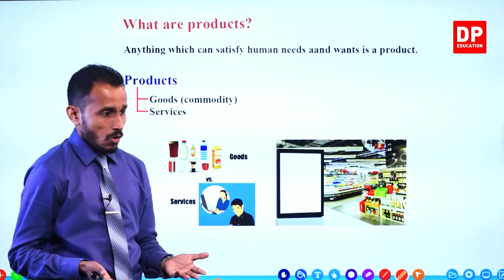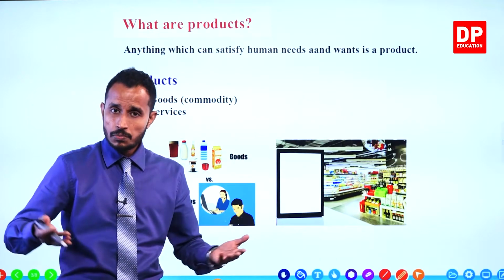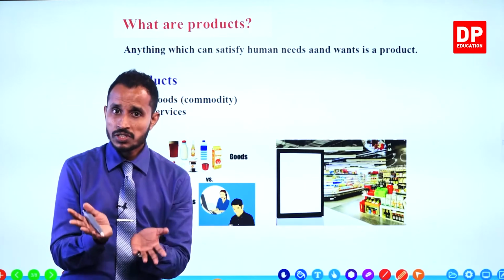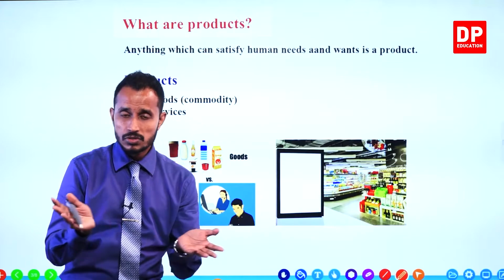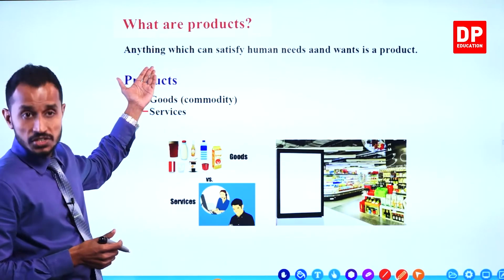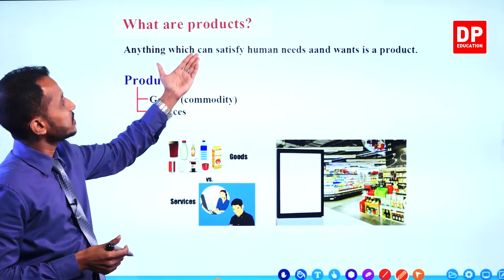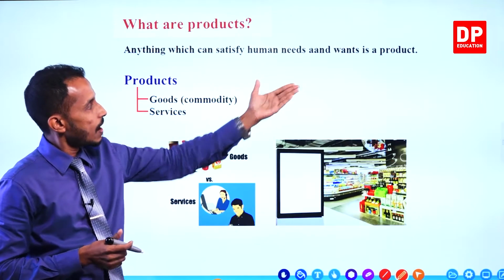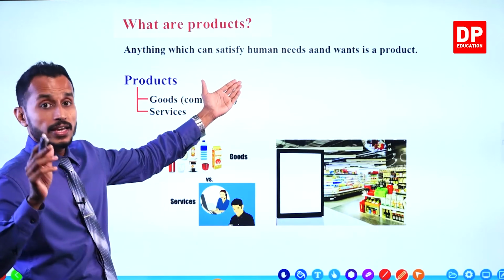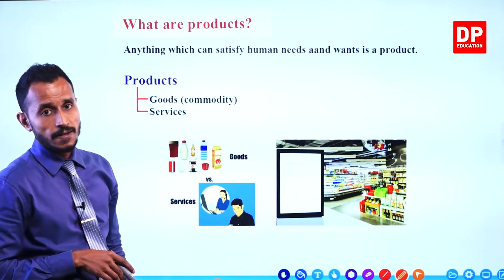And what we want, what do you think? What we want? We want products. The things we need, the things we want, all those are products, children. What does the definition tell you? Anything which can satisfy human needs and wants is a product.